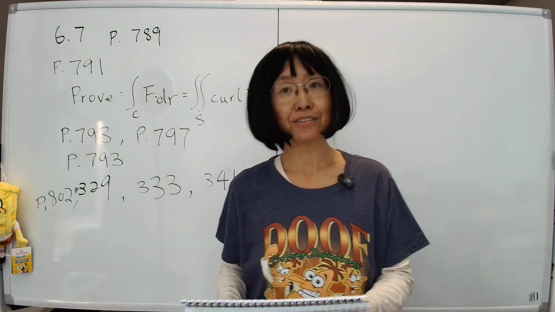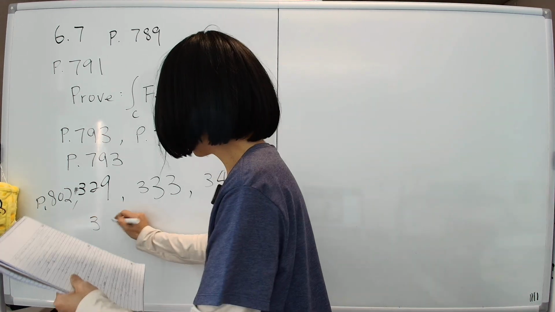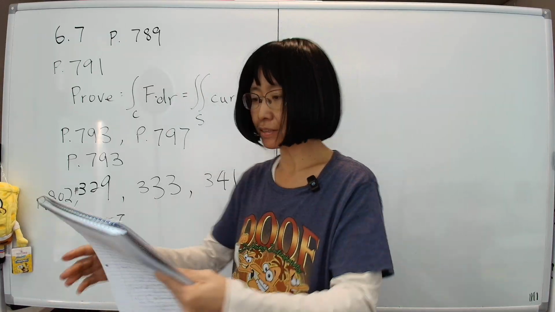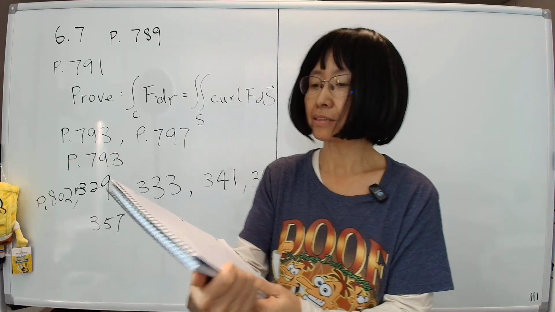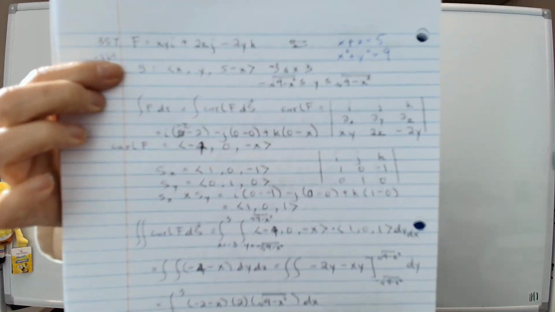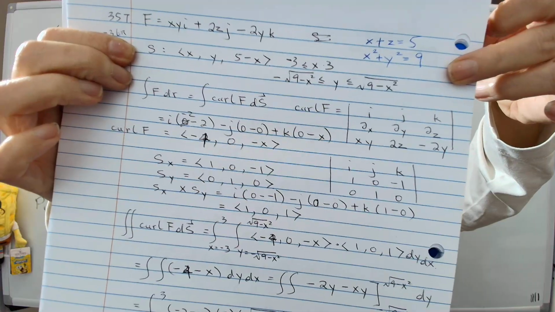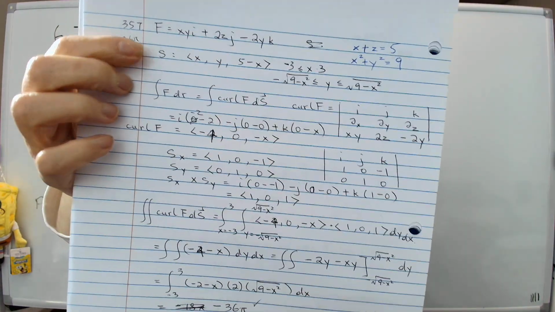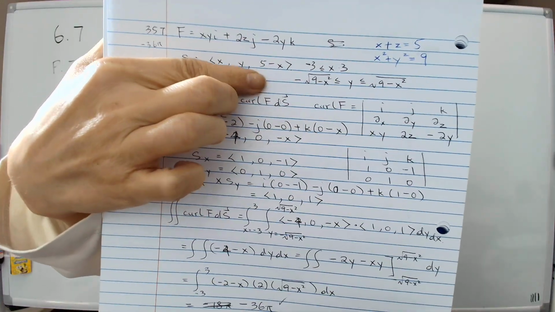All right, next let's look at problem 357, where we're doing the same thing. We have curl F dot dS as the first thing we're going to calculate. But before that, we have to parameterize the surface, which is always the most confusing part. The surface is given by x plus z equals 5 and x squared plus y squared equals 9. So we'll describe the surface as x, y, and 5 minus x, which is z.